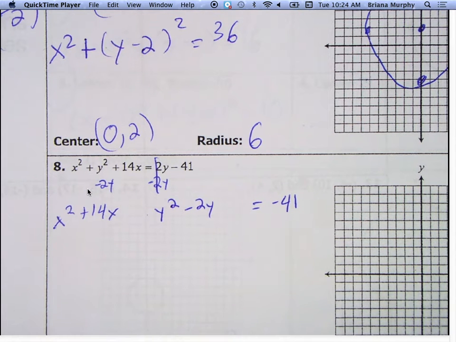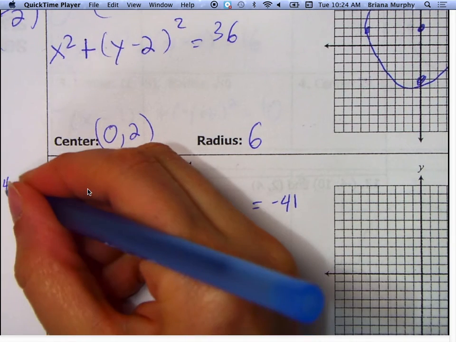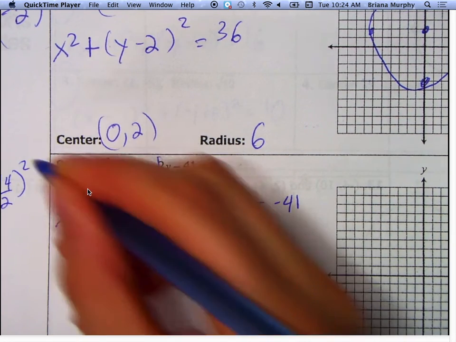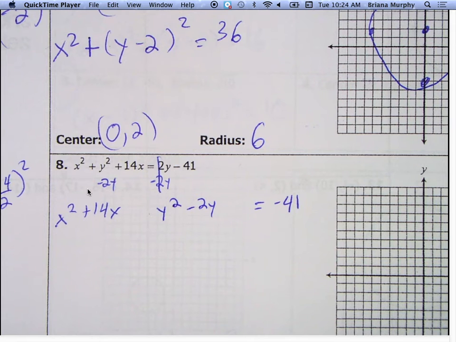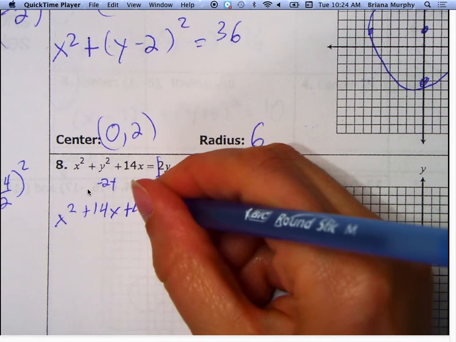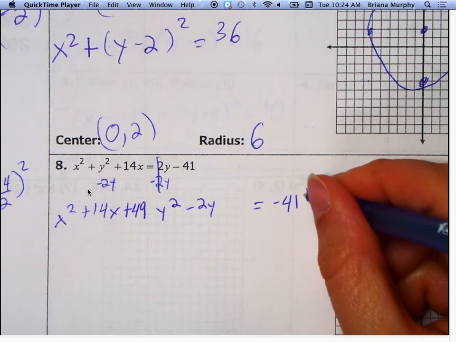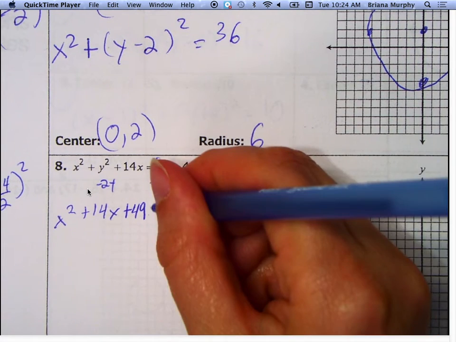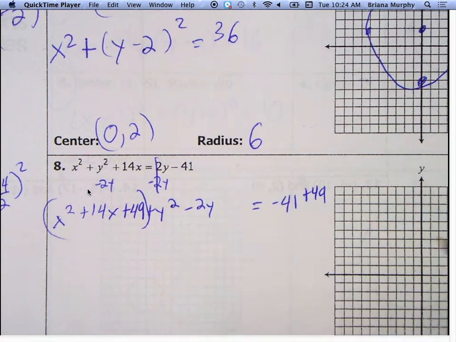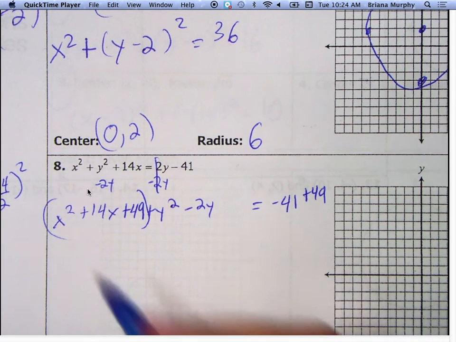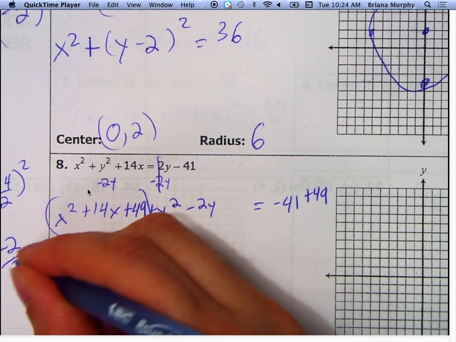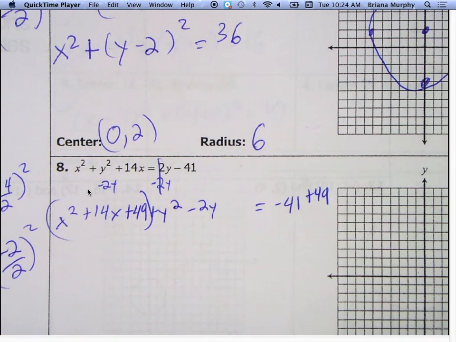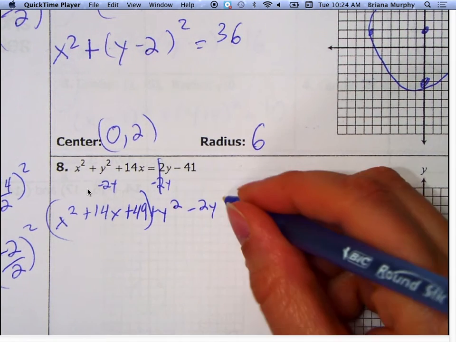Okay? All right, so I've got 14 divided by 2 squared. What do I get? So I'm going to add 49 next to the x's and add 49 on the other side of the equal sign. Now I've got negative 2. So I'm going to go negative 2 divided by 2 squared, and I get 1. I'm going to add 1 to both sides.